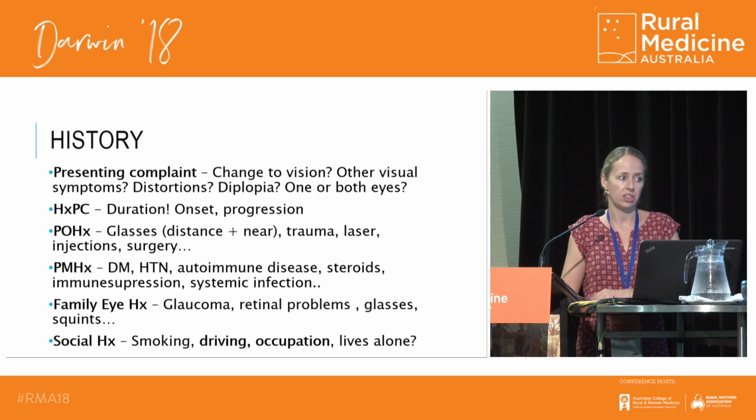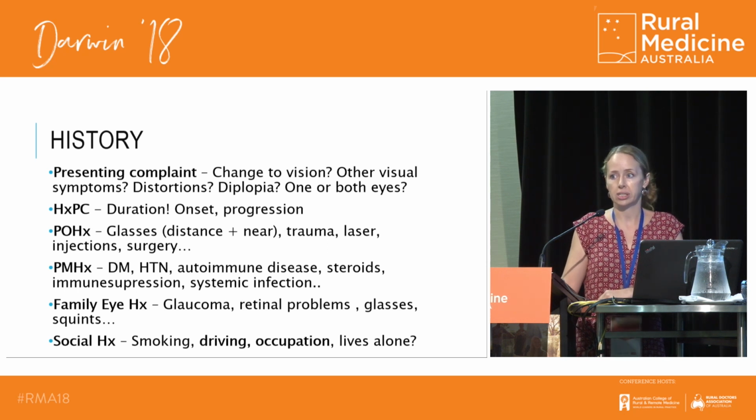Do they have other visual symptoms? Do they have diplopia? And if they have diplopia, always check if it's diplopia with both eyes open or if it's diplopia with one eye open. Because if it's monocular diplopia, it's usually a problem within that eye itself, such as a cataract, trauma, or a macular hole. But if it's with two eyes, then it tends to be neurological.